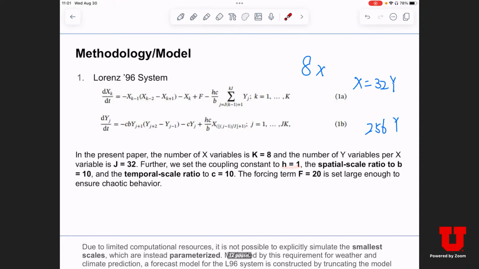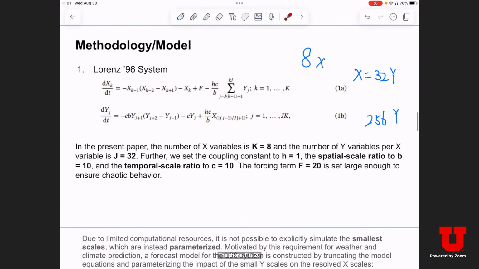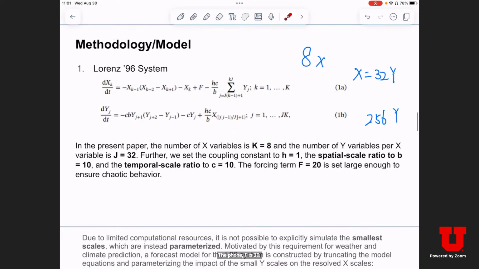X is 1. The spatial scale B is equal to 10. The temporal scale C is equal to 10. The forcing F is 20, for the Lorenz 96 system.